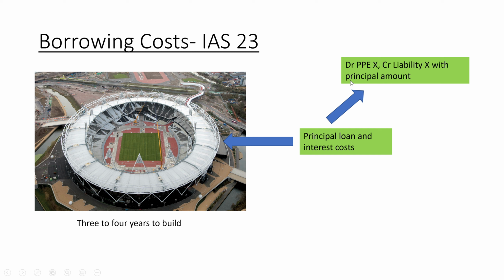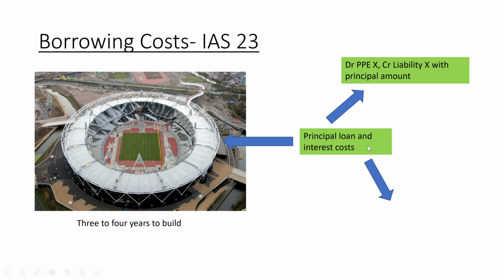And that makes sense because to actually make the asset, we're using a liability, and it fits the equation where assets equal liabilities plus equity. So we're funding the PPE construction using a liability, so it makes sense from a double entry perspective.